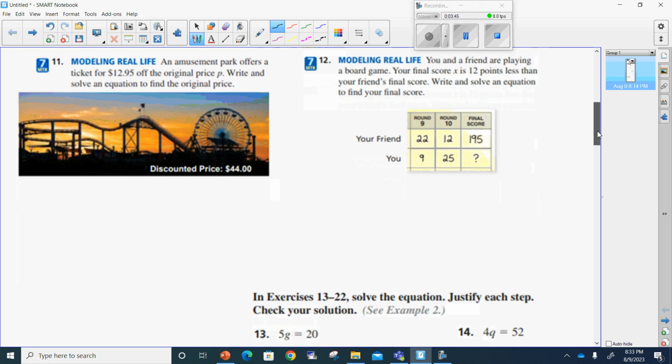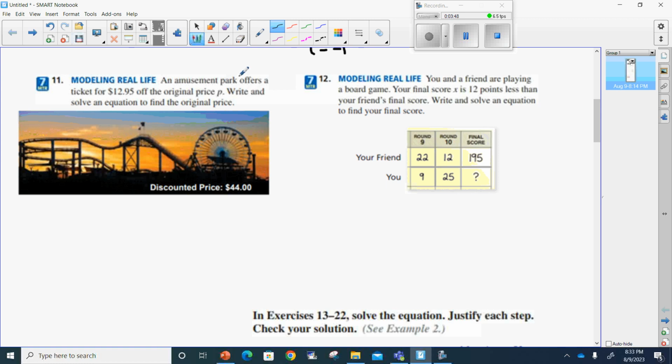We're going to go ahead and work number 11 now. So the amusement park offers a ticket for $12.95 off the original price. Write and solve an equation to find the original price. Now, the key words here are original price. Look over here in the flyer. It says discount price is $44. So this tells me that the discount price is $44.